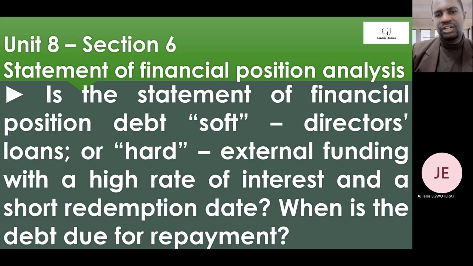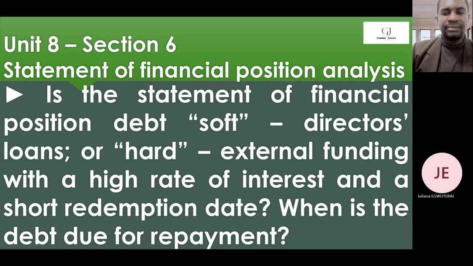Also, on the statement of financial position, is the debt soft or hard? What is a soft financial debt? For example, directors are loaning the company money. It's soft because directors are generally stakeholders and internal managers, so they could loan the company some amount of funds at a low interest rate, especially if they are an equity-driven company. But the hard one is external funding with a high rate of interest, and that is quite risky.